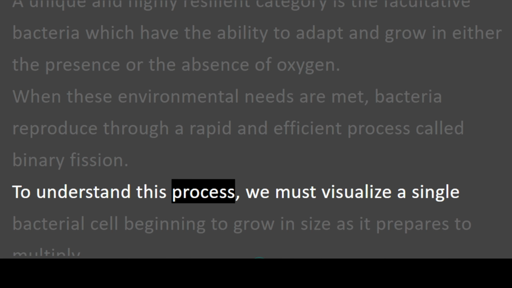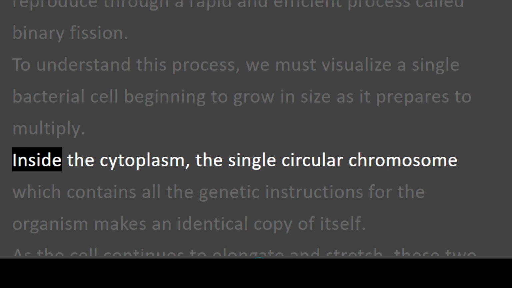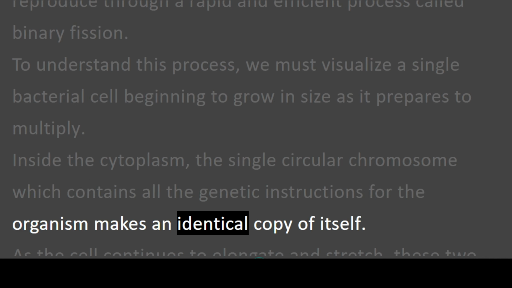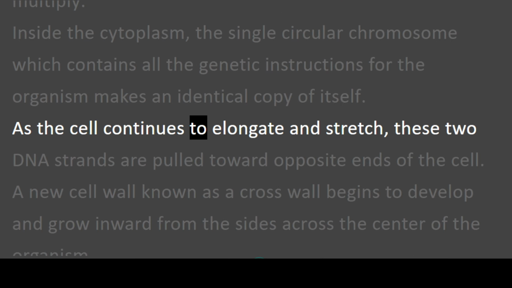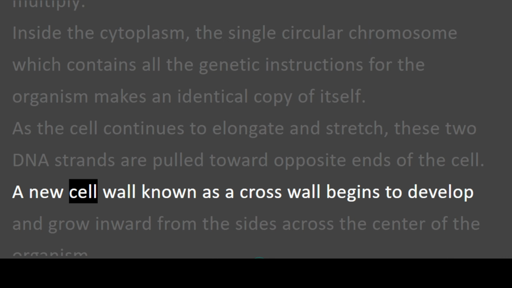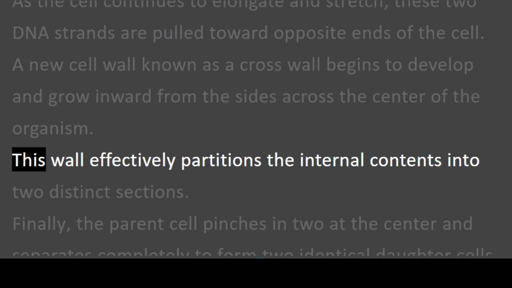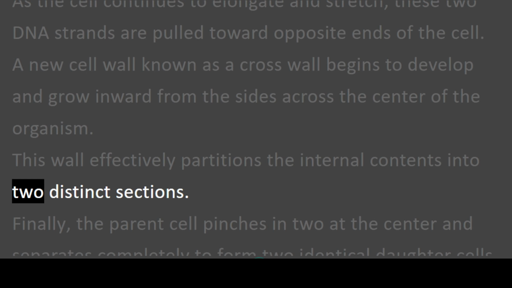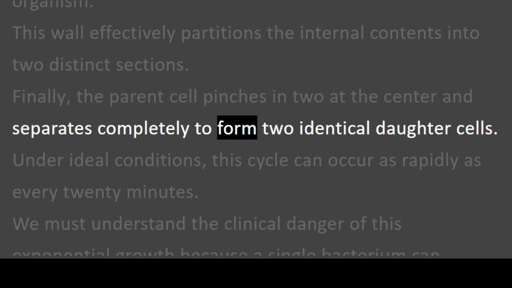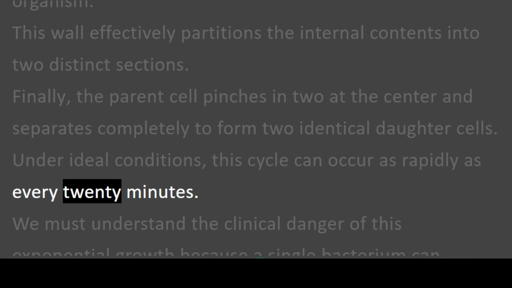To understand this process, we must visualize a single bacterial cell beginning to grow in size as it prepares to multiply. Inside the cytoplasm, the single circular chromosome, which contains all the genetic instructions for the organism, makes an identical copy of itself. As the cell continues to elongate and stretch, these 2 DNA strands are pulled toward opposite ends of the cell. A new cell wall known as a cross wall begins to develop and grow inward from the sides across the center of the organism. This wall effectively partitions the internal contents into 2 distinct sections. Finally, the parent cell pinches in 2 at the center and separates completely to form 2 identical daughter cells. Under ideal conditions, this cycle can occur as rapidly as every 20 minutes.